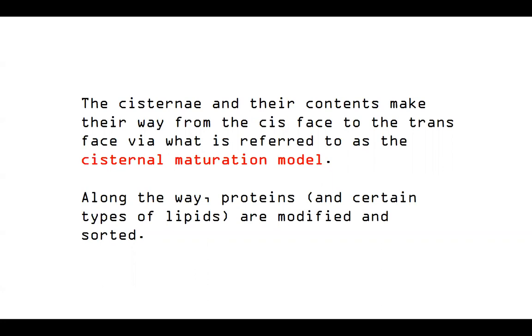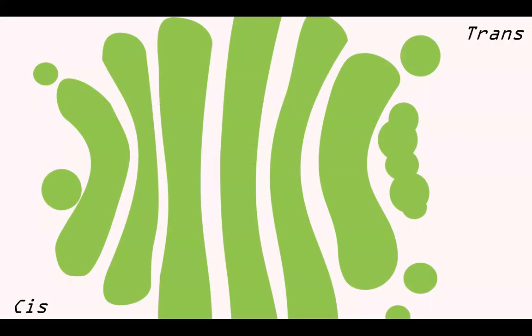And this is going to be via what we refer to as the cisternal maturation model. Along the way, once we do add the proteins back in, certain types of lipids, we'll modify them and sort them, okay? So what do we mean by cisternal maturation? What we really mean is that each of these cisternae kind of more or less stays together and will slowly make its way from the cis face all the way to the trans face, okay? So let's see how that works.